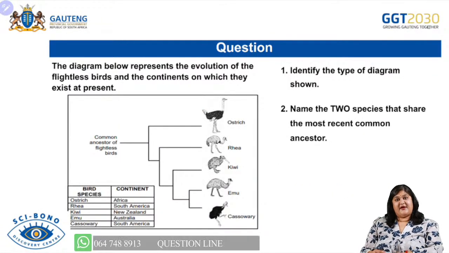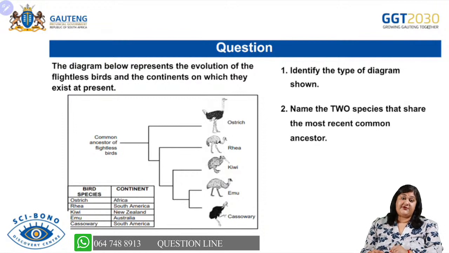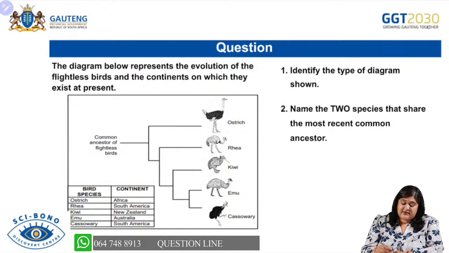Another question. This one's about the flightless birds. I'm going to go quickly through this one because Susan actually explained this in a lot of detail when she did biogeography and continental drift. The diagram below represents the evolution of the flightless birds and the continents on which they exist at present. So here we have, once again, the most common ancestor.